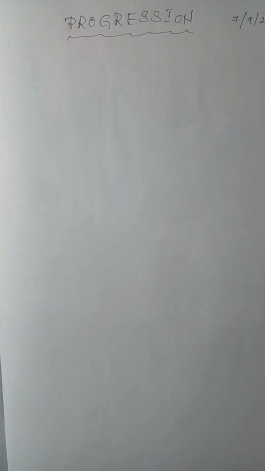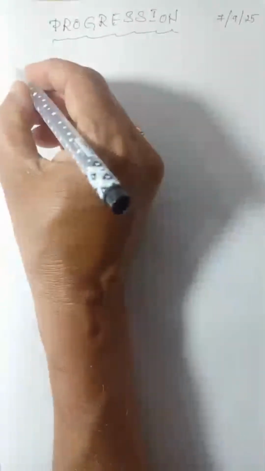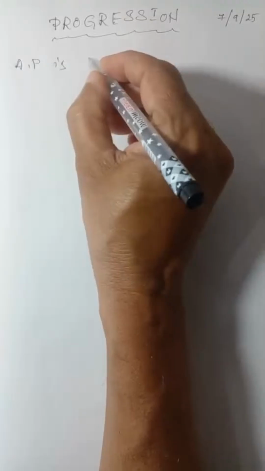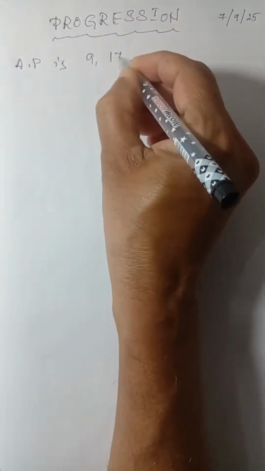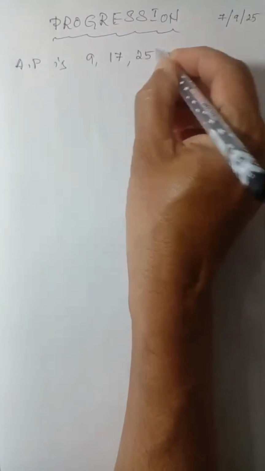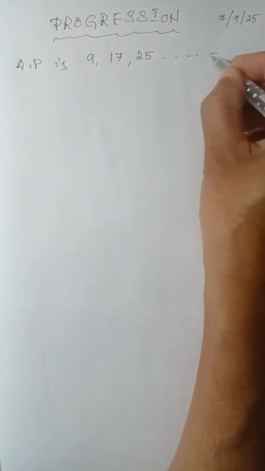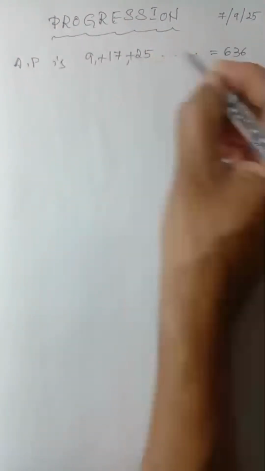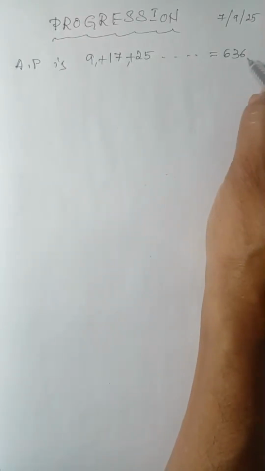Here first, what are the things given? What are the things given in the problem? Here the AP, the given arithmetic progression, is 9, 17, 25, dot dot dot. By adding some terms, you're getting the sum 636. Means adding these terms, you're getting the sum 636.